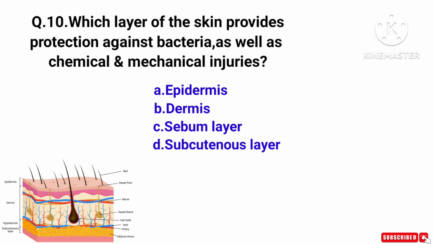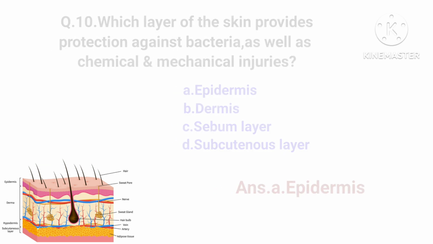Which layer of the skin provides protection against bacteria as well as chemical and mechanical injuries? Epidermis, dermis, sebum layer, or subcutaneous layer? Epidermis layer of the skin provides protection against bacteria as well as chemical and mechanical injuries.